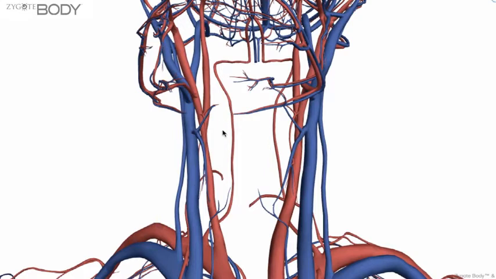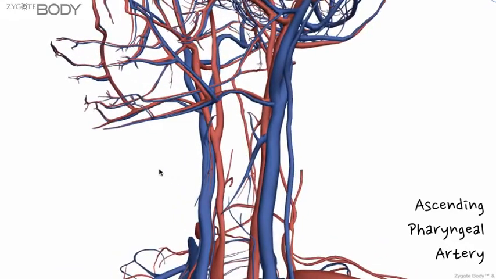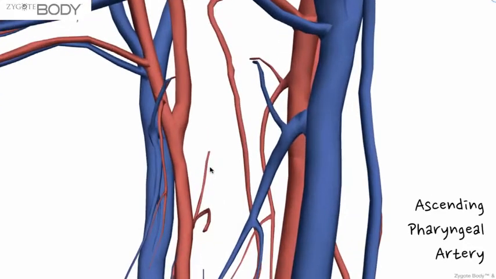The next artery that we should be able to see here is the ascending pharyngeal artery, and this should arise from the medial side of the external carotid, just above the superior thyroid, so somewhere around there. Unfortunately, in our model here, we don't really see the ascending pharyngeal artery, so it should arise on the medial side, somewhere around there.